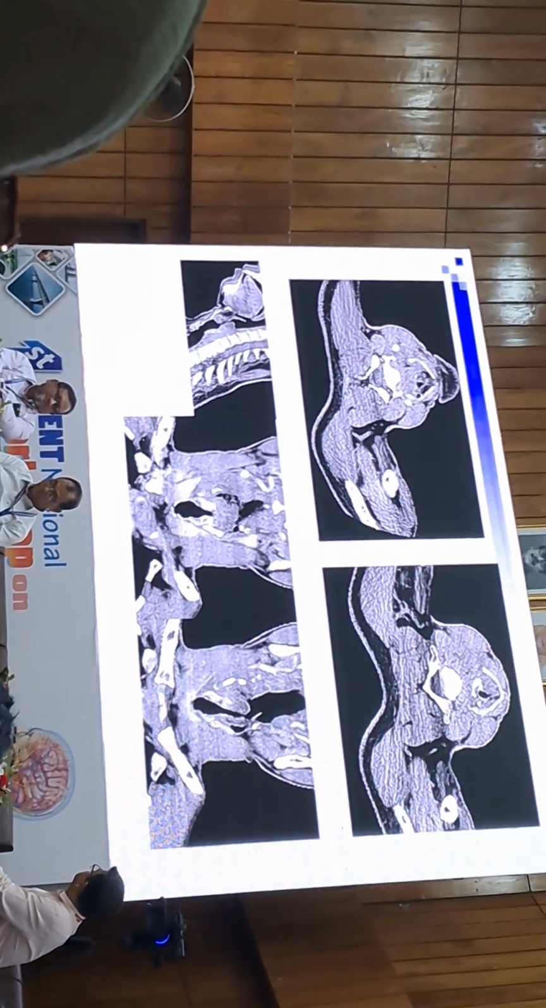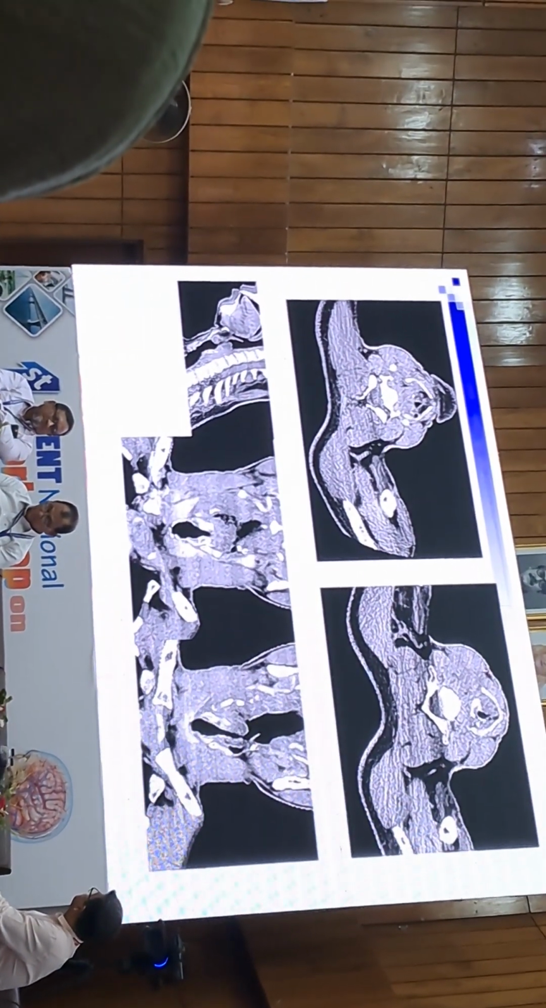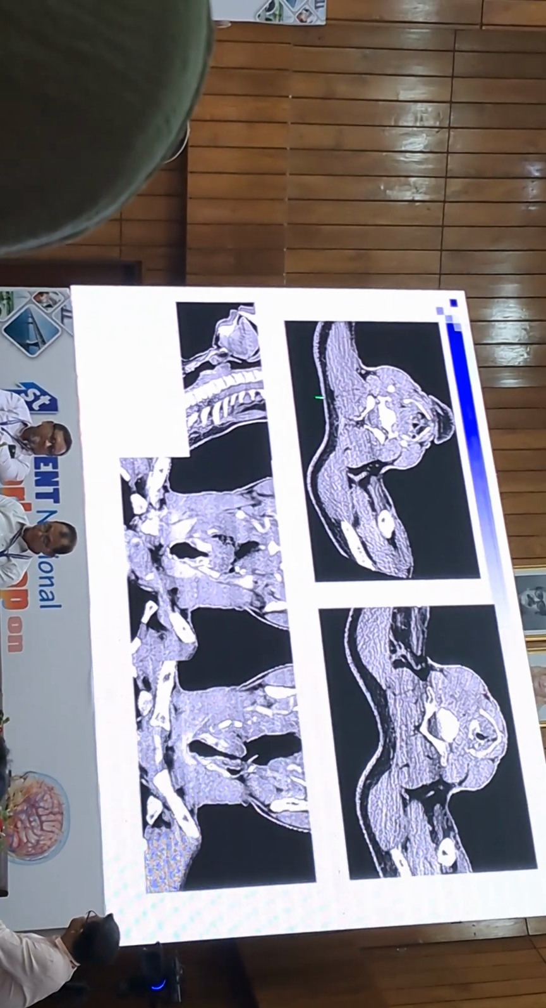And we go for a T4a tumor. There is a large tumor in the supraglottic region.